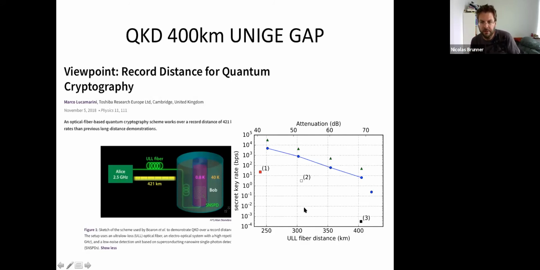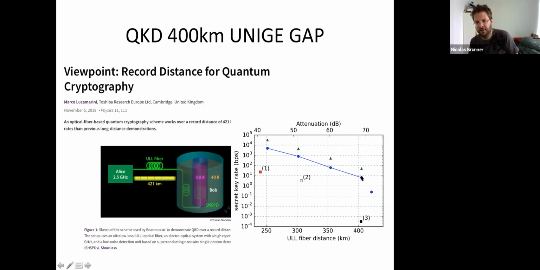And so here you see the results. What you see here is the distance. So you see they reach slightly over 400 kilometers. And here is the key rate. So admittedly, the key rate is low, right? So they are in the range of 10 bits per second. So it's really low, but okay, it still works, right?